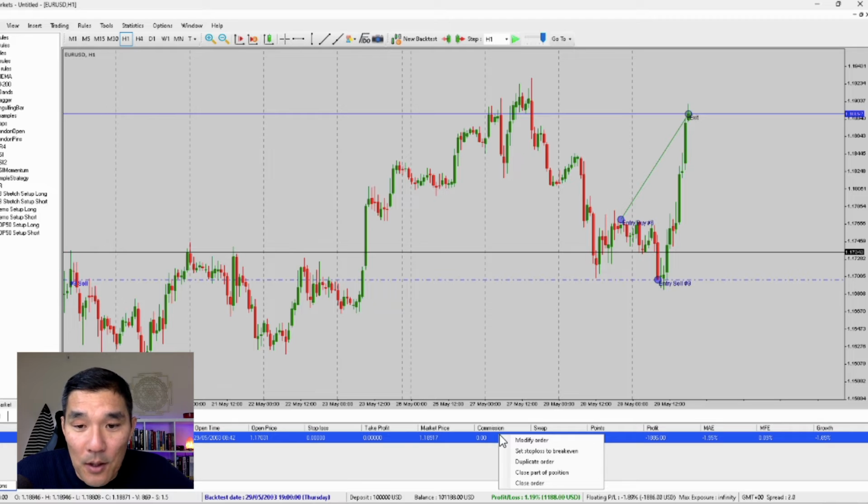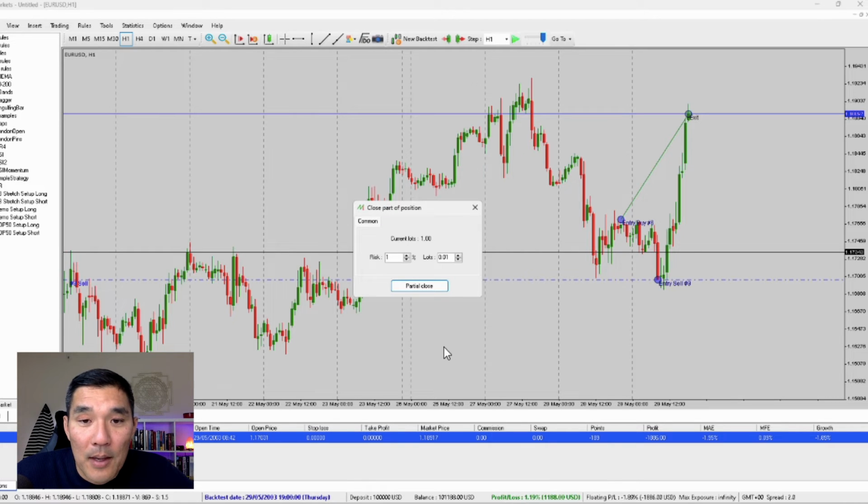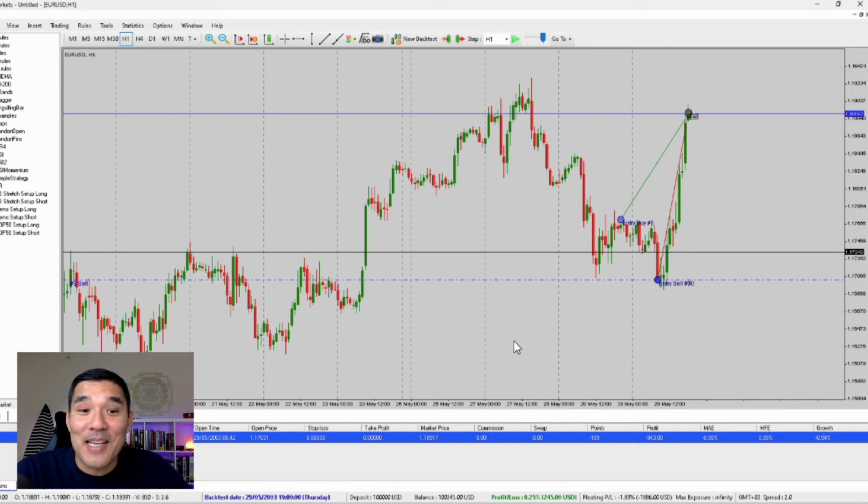So let's say that I take off half of that losing side. So that's 0.5 here. So in this example, I lessened the losing side by 50%. I took off half a standard lot, and I still came out with a net profit. And my losing side is less.